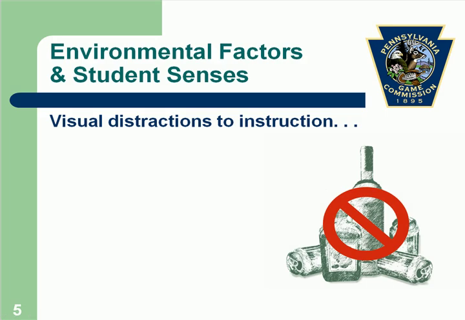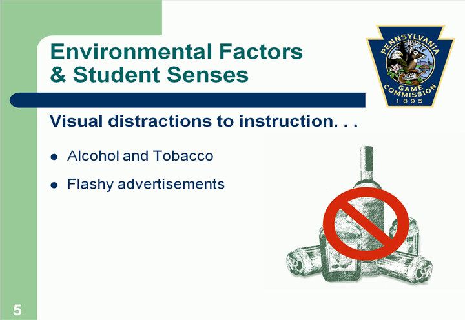Take a moment and try to think of some visual distractions to instruction. These can include references to alcohol or tobacco, flashy advertisements for hunting or fur-taking equipment, trips, or business advertisements for hunting-related materials. Facility announcements such as tournaments, shooting events, and other social gatherings.